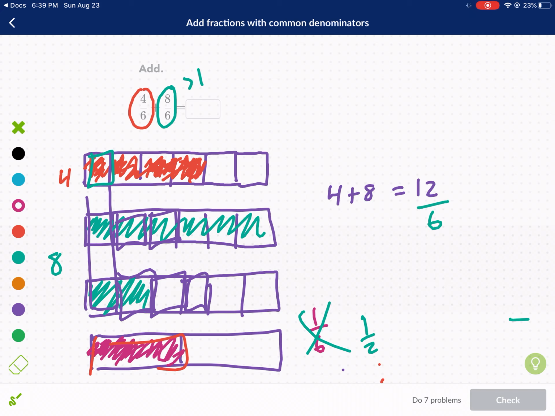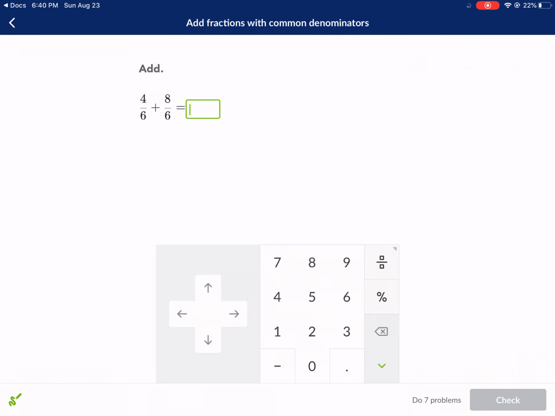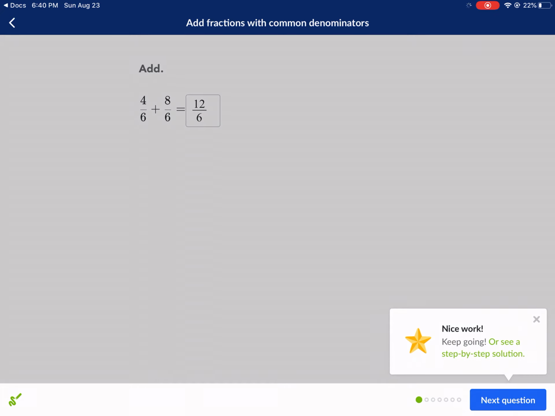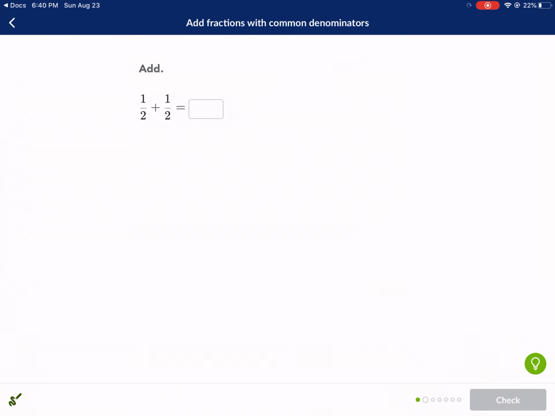What's the rule? The rule is add or subtract the top, and you leave the base. Leave the common base or common denominator. I like calling it the base because denominator is just a mouthful to say. So we have 12 over 6. I'm not sure if it's going to be asking us to put it in simplified form because you can simplify this to 2. 12 over 6 is 2. Let's see what it says. Okay, it likes it. There we go. This is exactly what I'm talking about.